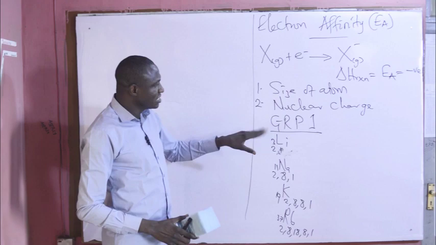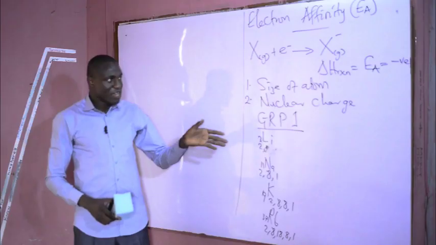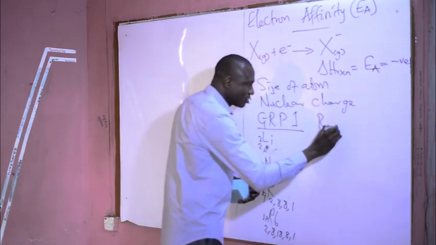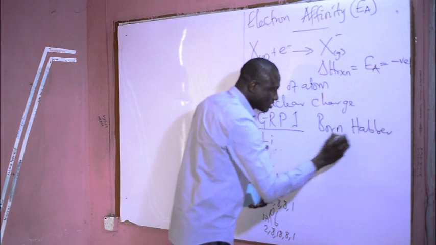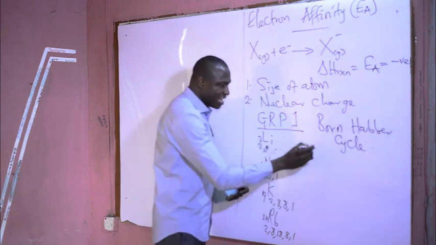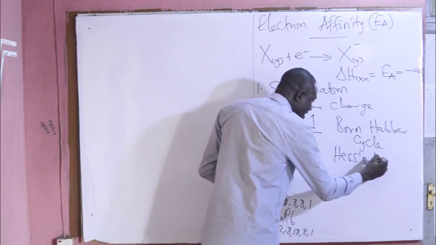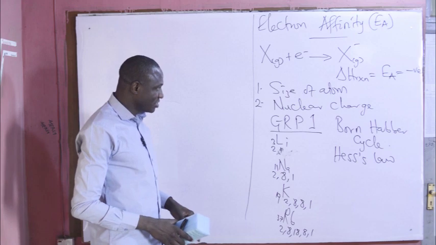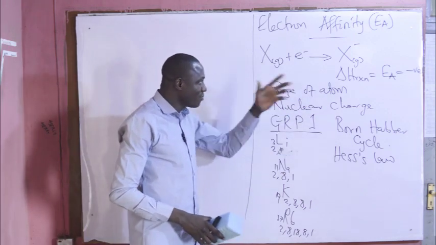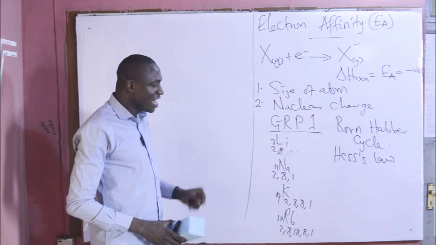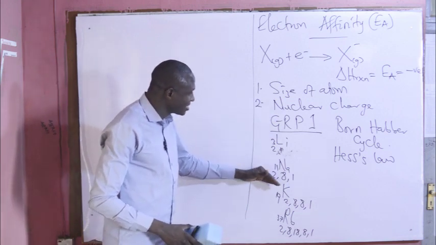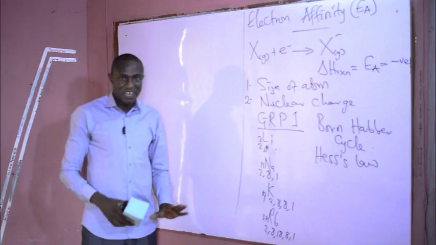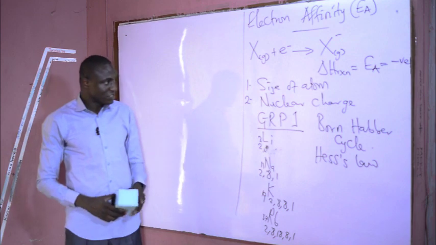Although electron affinity is difficult to measure directly as compared to ionization energy, we normally measure that from what we call the Born-Haber cycle using Hess's law. We are going to discuss that by the time we look at thermochemistry under physical chemistry. This is the method from which you can determine or measure the electron affinity of an atom. So as you go down the group, there is increase in size, and that increase in size causes a reduction in the electron affinity value of element, although there are some exceptions to that.